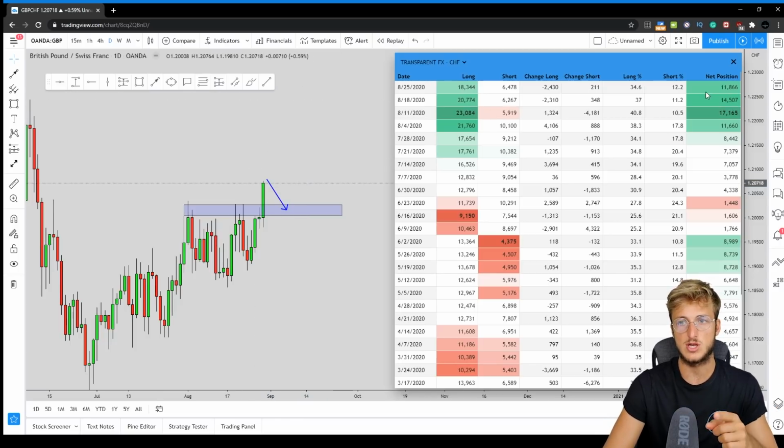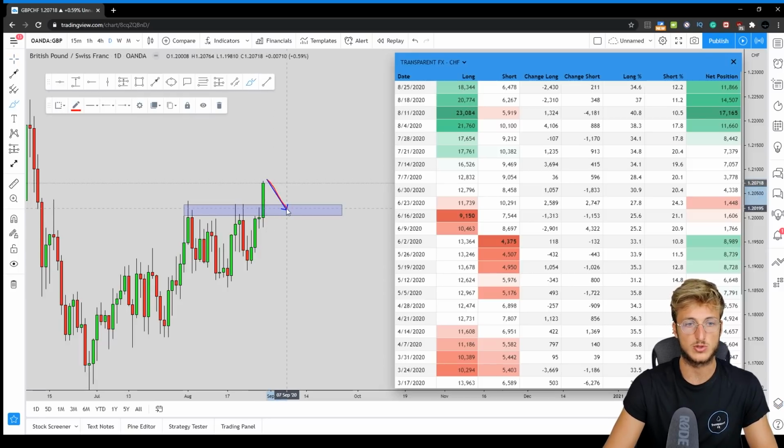Why? Because on the CHF, we can see that net positions decreased even more. We went from 14 to 11K. So this means that they closed another 2.4K longs and opened 200 shorts. So what does it mean? It means that CHF, we can expect it to still be weak, meaning that if the market will show us a retracement, institutions will probably use this retracement to add more shorts on the CHF and create the continuation to the upside.